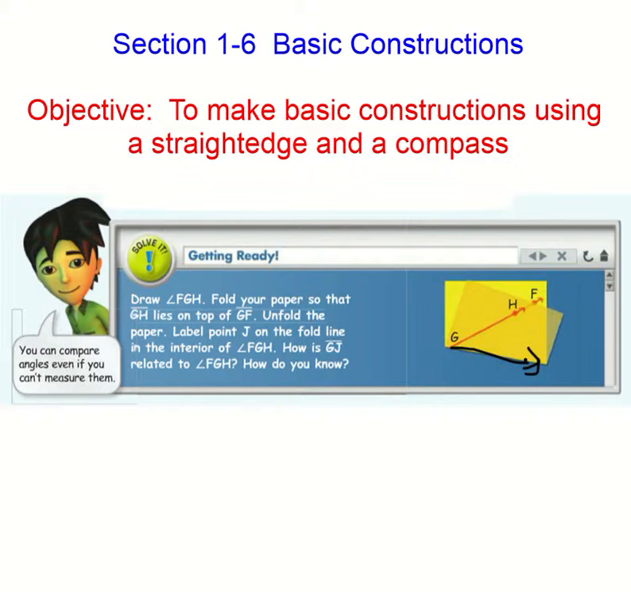And so sometimes we can use what we call patty paper or things like that to make constructions. However, today we're going to talk about how to do these constructions and how to find angle bisectors and midpoints using a compass and a straight edge.